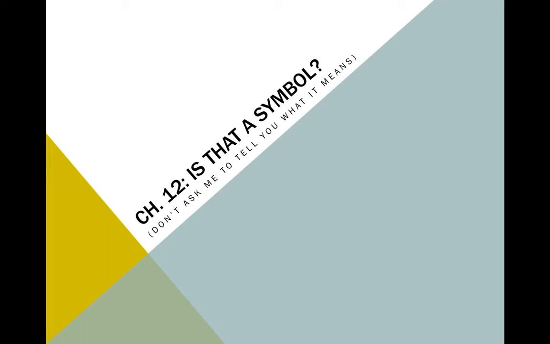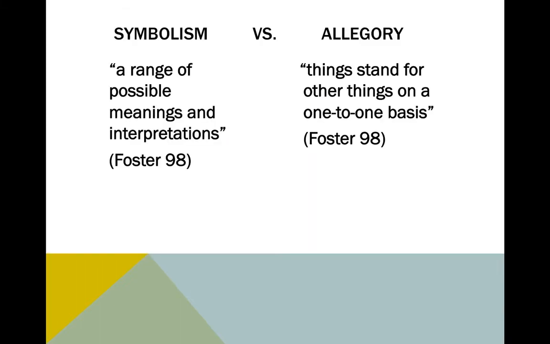Okay, so here we have a quick presentation on Chapter 12, Is That a Symbol? In this chapter, Foster starts off with explaining the difference between symbolism and allegory. The focus of the introduction to this chapter is that symbolism does not have one set explanation per symbol.